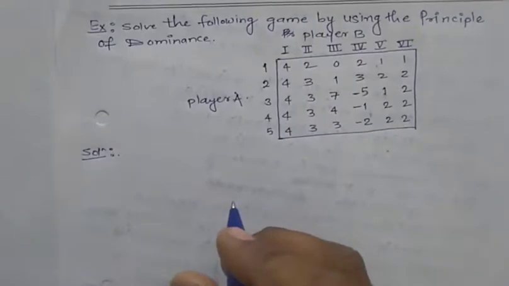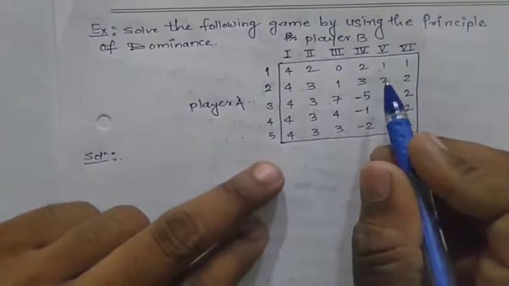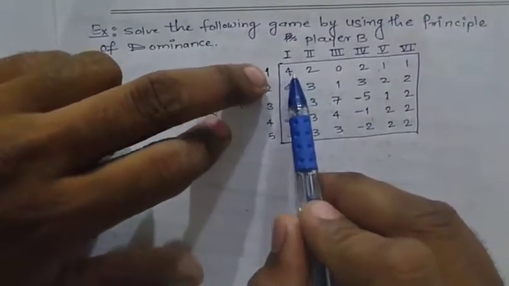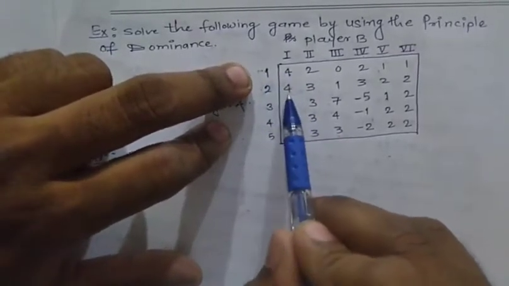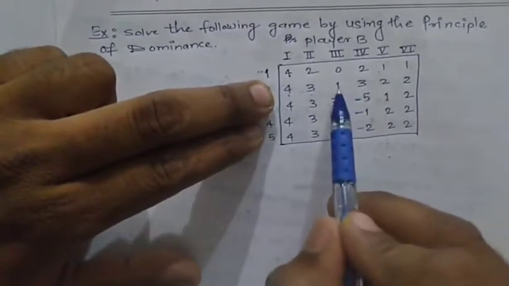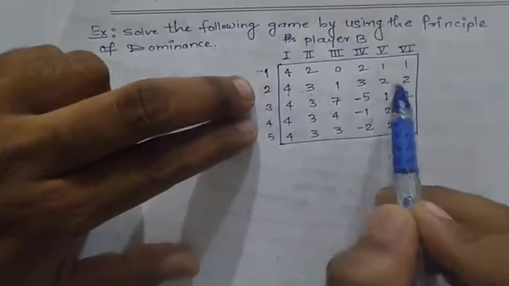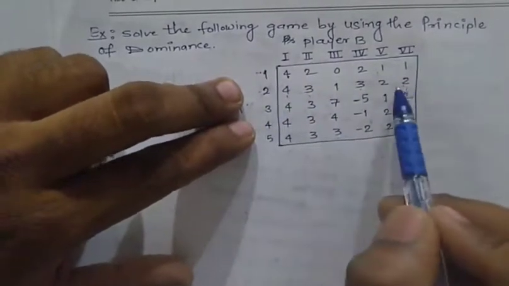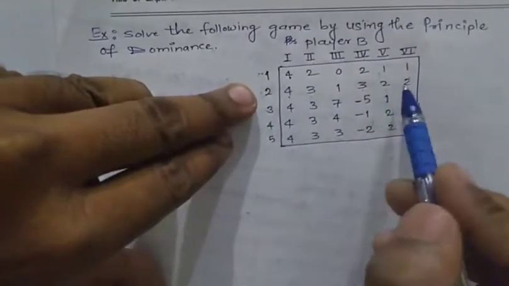Now first, here see the row, which row is dominated by the other. So let's see. Comparing the first and second row: 4 is less than or equal to 4, 2 is less than or equal to 3, 0 is less than or equal to 1, always. So 2 is less than or equal to 3, and 1 is less than or equal to 1. So every element of row 1 is less than or equal to every element of row 2. So the minimum row will be deleted. Means what? Row 1 is dominated by row 2.